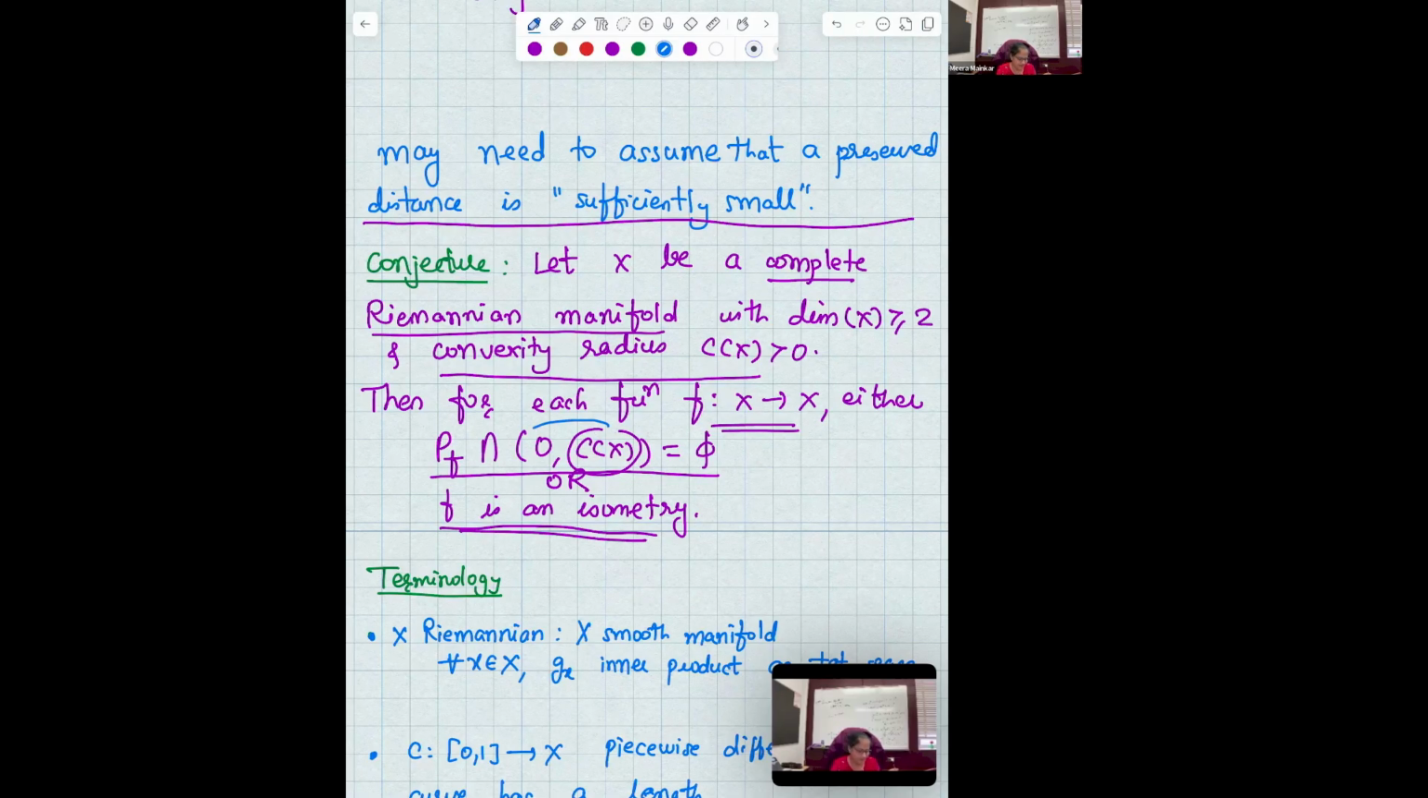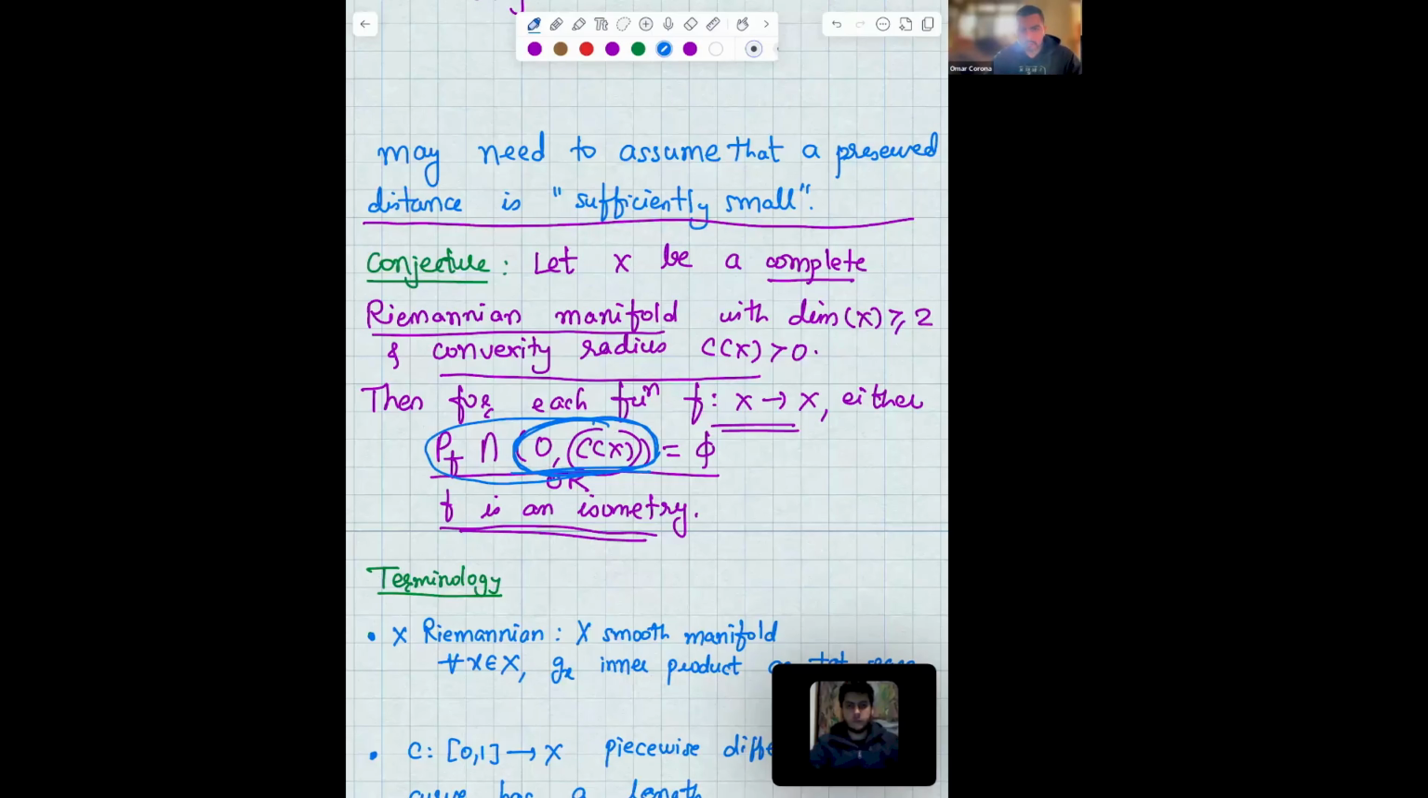Because we need this condition here: the smaller distance needs to be smaller than the convexity radius. I'm not recalling it, but I'm pretty sure there were some examples that we came across, and that's why we put that restriction. If we remove this, then I know there are examples which I'm not recalling right now. But if we keep this, then I don't know. And that's why we made the conjecture.